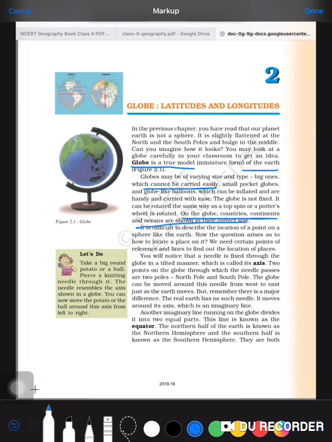It is difficult to describe the location of a point on a sphere like the earth. Now here the question arises as to how to locate a place on it. So we need certain points of reference and lines to find out the location of a place. So dear students, our today's chapter is totally based on that: some imaginary lines which tell us about the exact position or time of the earth.